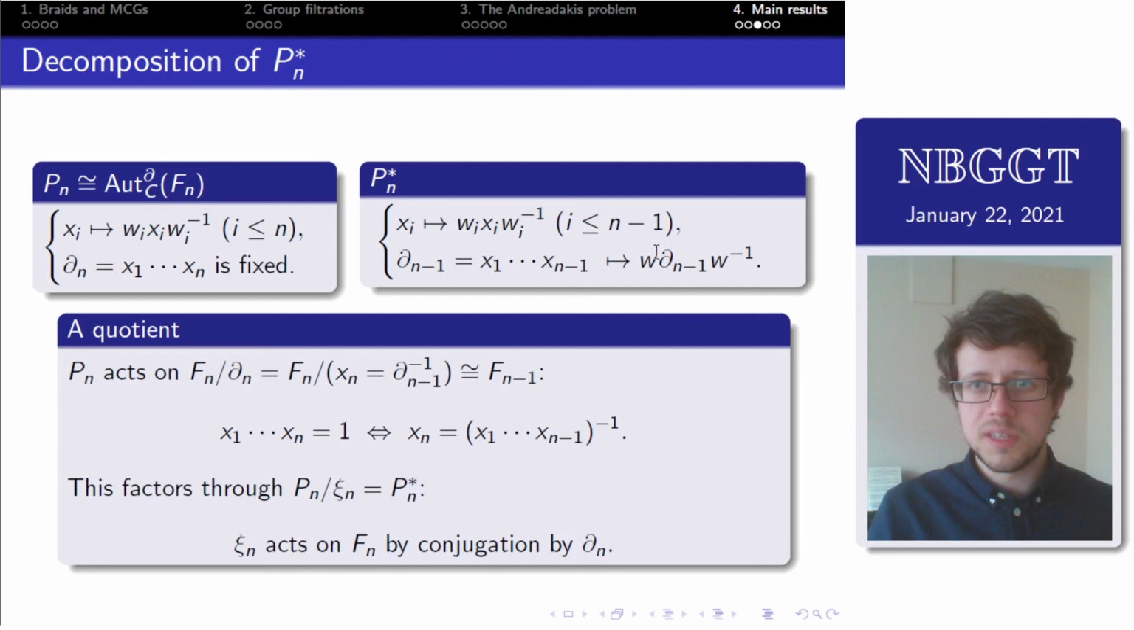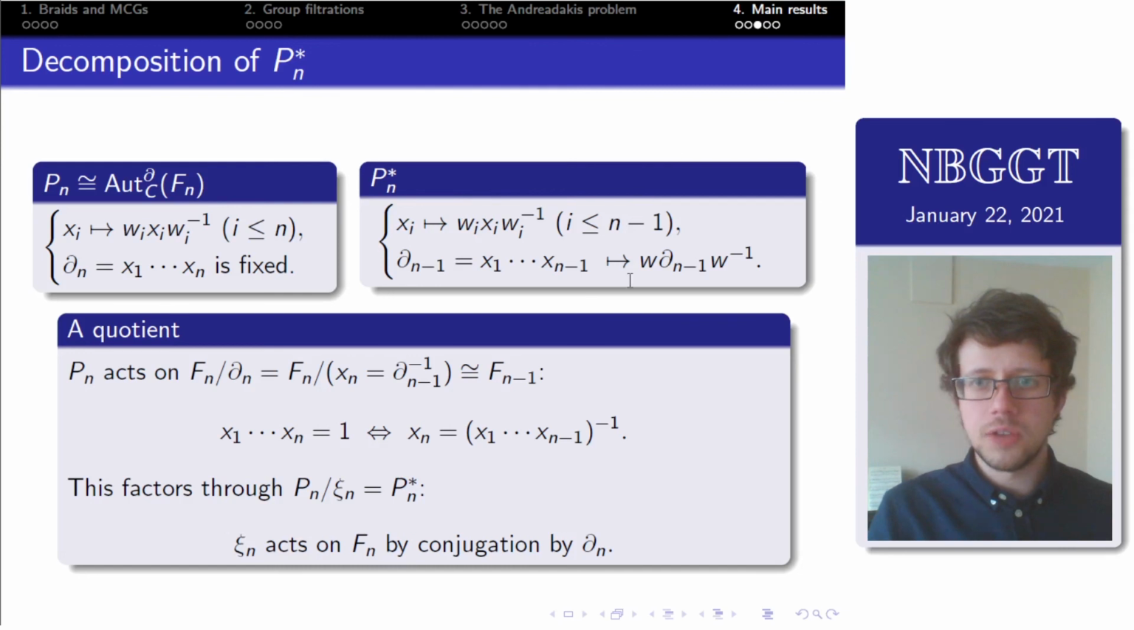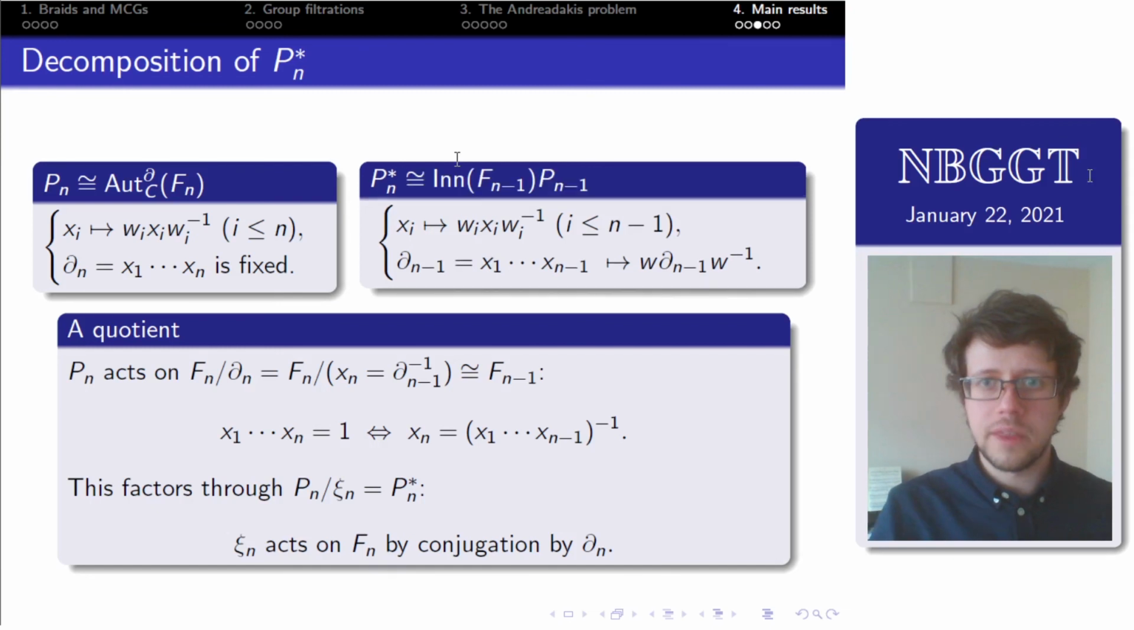So this gives, if you look at these conditions, this one is a little bit weaker, which means that it defines a larger subgroup than Pn-1. So Pn-1 are the ones satisfying these conditions but fixing the boundary element. And if you want to send the boundary element to a conjugate of itself, you have to compose a pure braid with an inner automorphism. And so this group is the product of these two subgroups, which is the decomposition we will use.